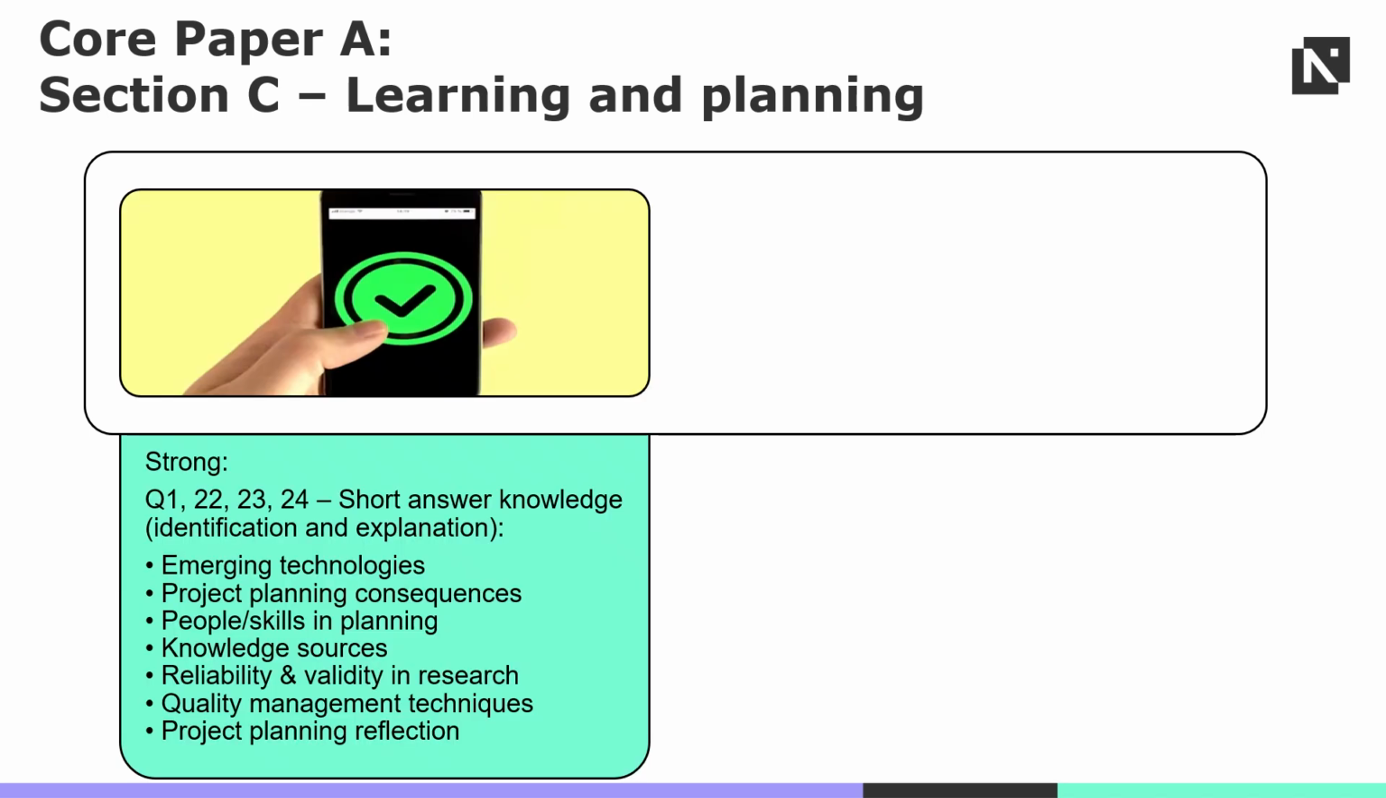And now we'll move on to section C from core paper A, which was around learning and planning. So again, we'll start with the areas of strength. In questions 21 to 24, the short answer knowledge, for example, identification and explanation tasks, was mostly good. And some of this content area included the following: emerging technologies, project planning consequences, people and skills in planning, knowledge resources, reliability and validity in research, quality management techniques, and project planning reflection.